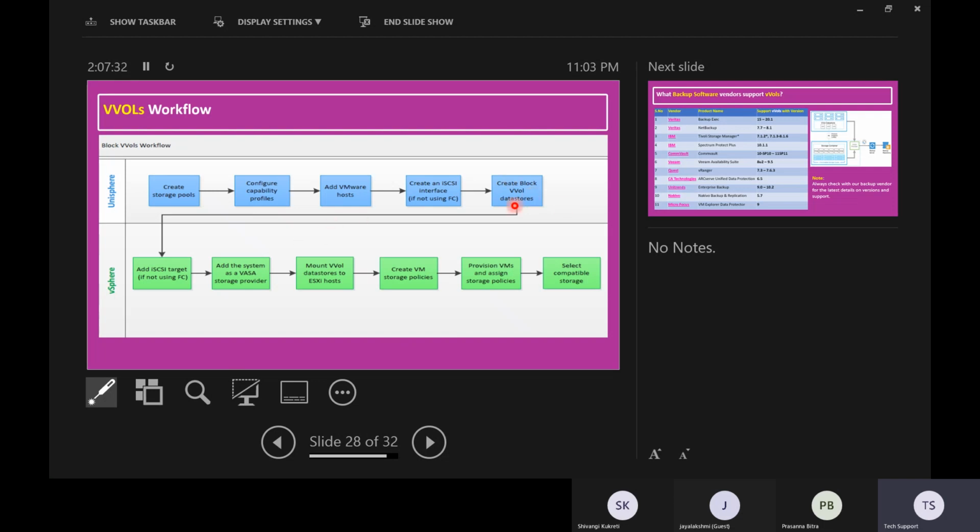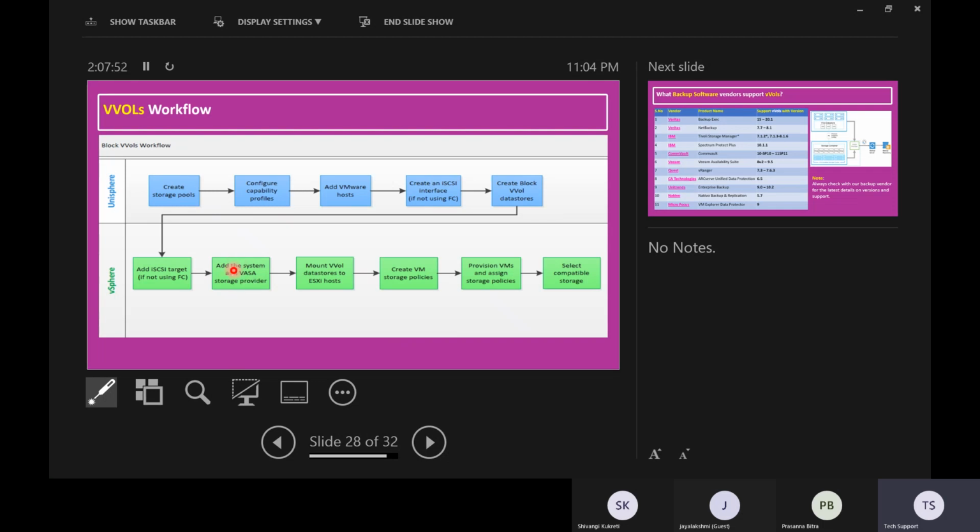And when we assign this data store, now you can just inform the vSphere admin. The vSphere admin can log into vCenter, and he will add an iSCSI target if you are not using fiber channel, and add the system as a VASA storage provider. He needs to add these appliances, whatever appliance we are using, that VASA appliance we need to add at the vCenter level.